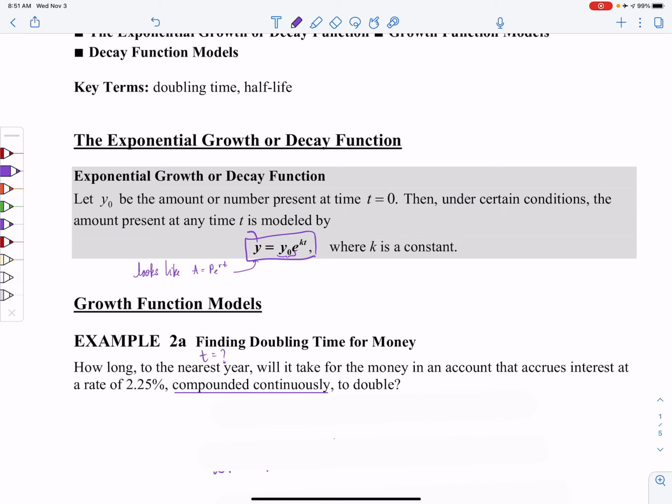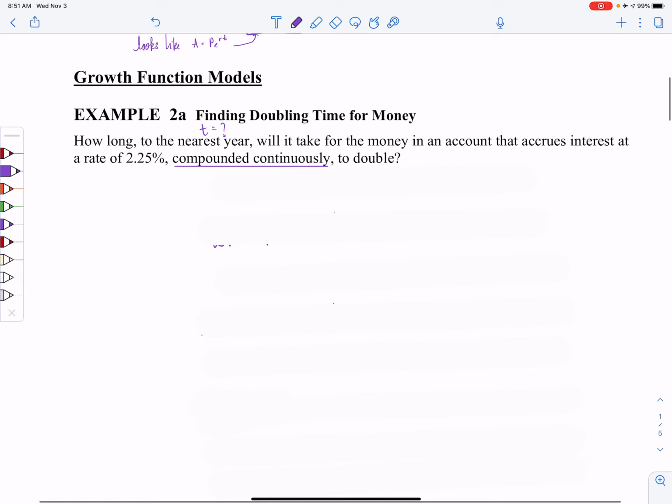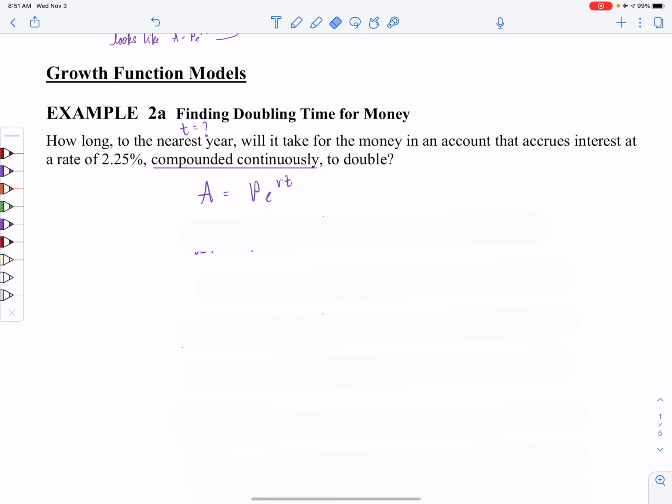All right, so what we're trying to do here is we want to know how long to the nearest year. So immediately I know that I'm looking for a t value. Is it going to take for money in an account that accrues interest at a rate of 2.25%, that is compounded continuously? How long is it going to take to double? So the first thing I'm going to do, compounding continuously tells me to use the equation that we're familiar with. A is equal to P times e raised to the rt power.